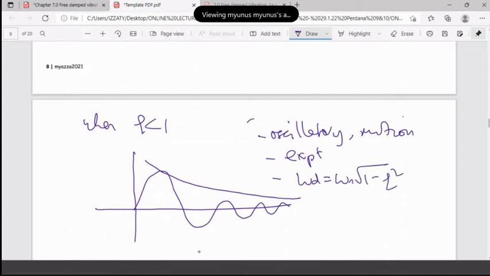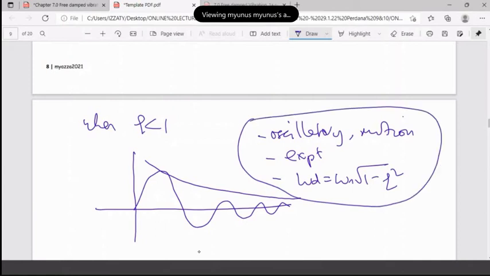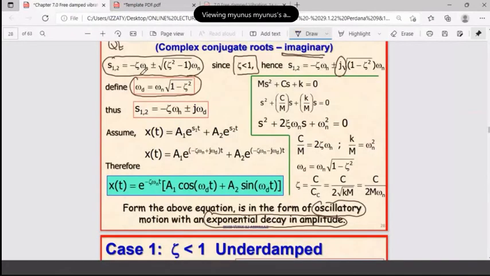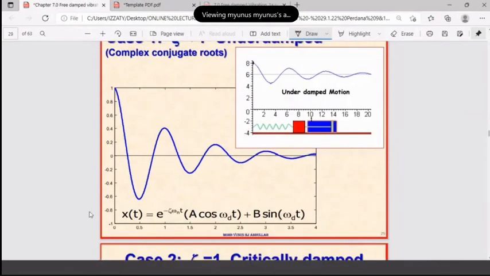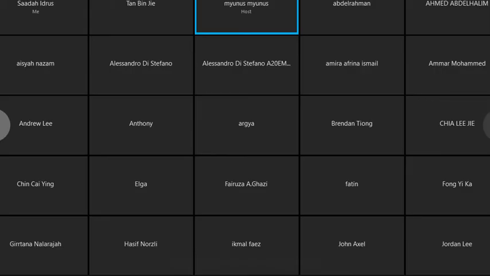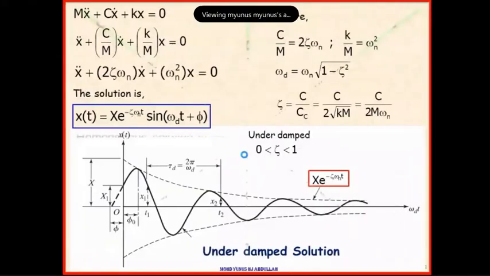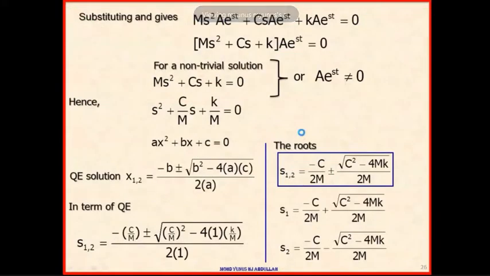Okay, these are the three major keywords to understand when zeta is less than 1. We call this underdamping. Look at the next one, when zeta is 1. If I can share with you, this one is very important. Stop sharing. I'm going to share with you the animation part, which is more interesting.